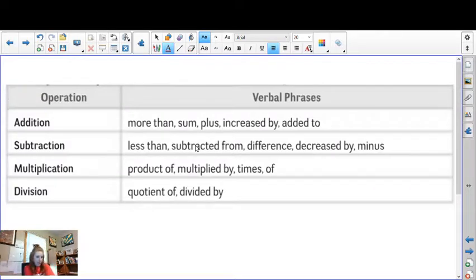So words that mean addition, or we're adding: more than, sum, plus, increase by, added to. Subtraction is less than, subtracted from, difference, decreased by, minus. Multiplication is product of, multiplied by, times, and the word of. We saw that of when we did percents. And division is quotient of or divided by.